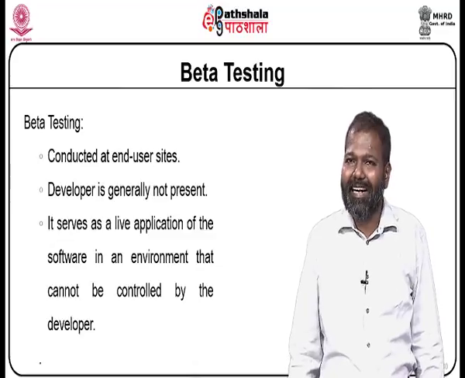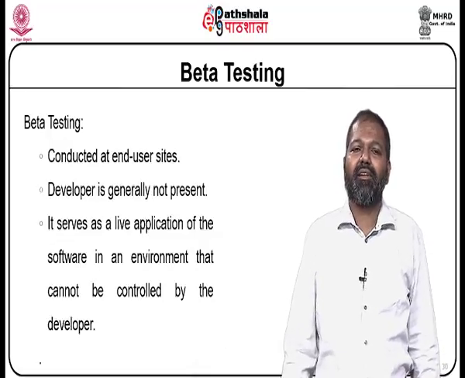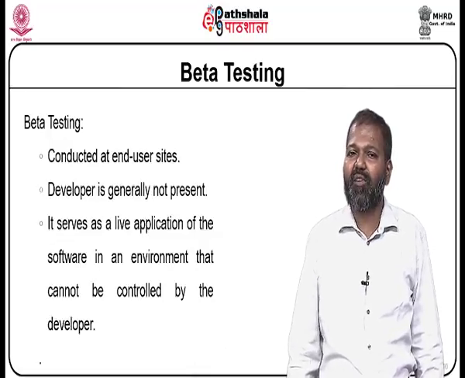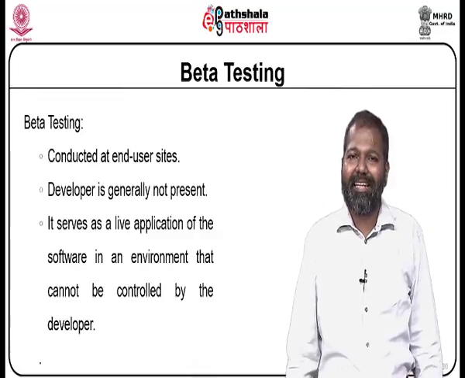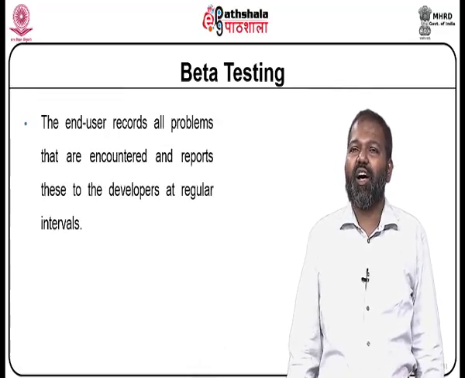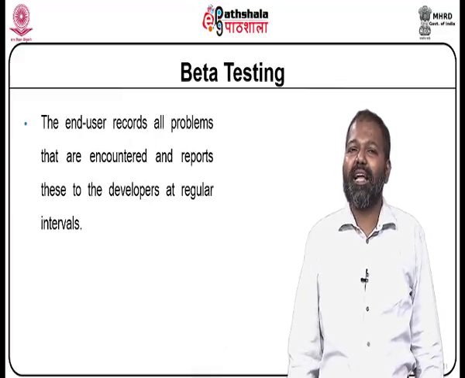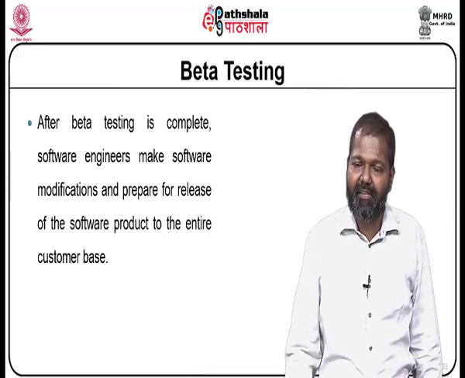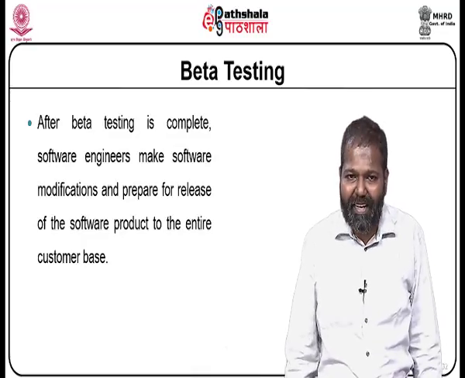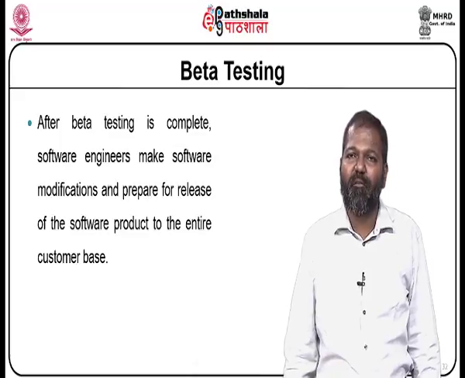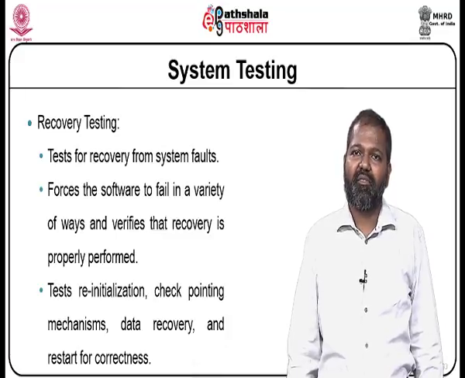Beta testing is conducted at end user sites; developers are not generally present. It serves as a live application of the software in an environment that cannot be controlled by the developer. The end user records all problems that are encountered and reports these to the developers at regular intervals. After beta testing is complete, software engineers make software modifications and prepare for release of the software product to the entire customer base. System testing, we have discussed.